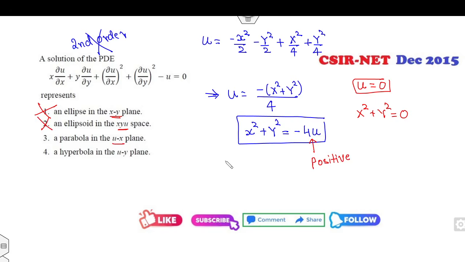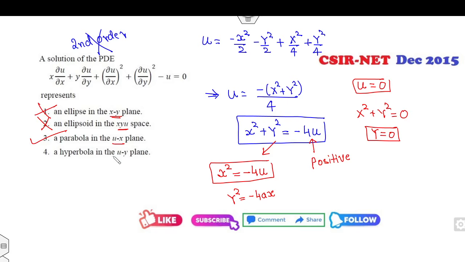On the ux plane, y is equal to 0. Once y is equal to 0, your equation will be x square is minus 4u. Is it a parabola? Yes, it's a parabola. It is just like y square is minus 4ax. On the uy plane, x is equal to 0. If x is equal to 0, it is y square is minus 4u. It's a parabola, not a hyperbola. So the right option is C, my correct answer.